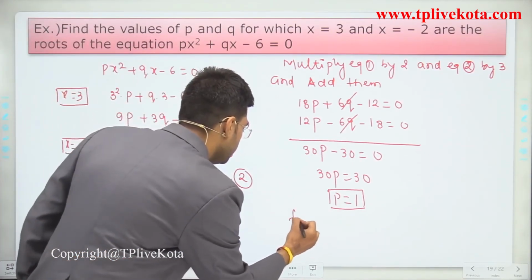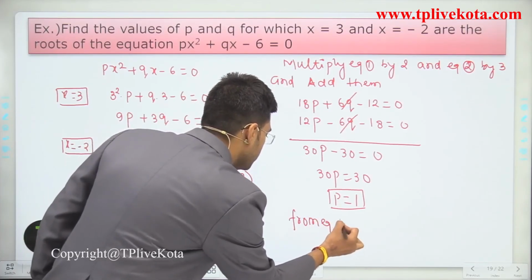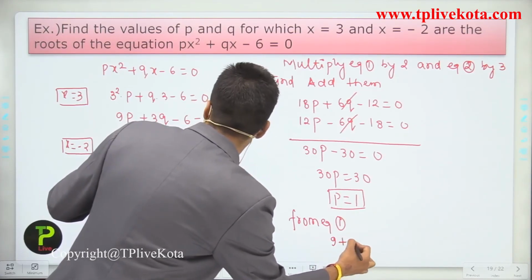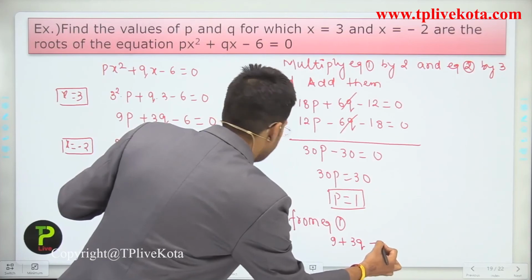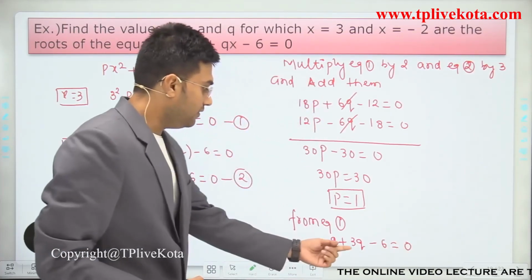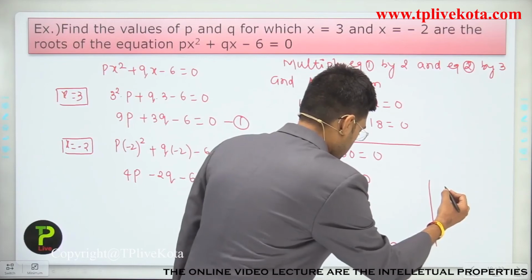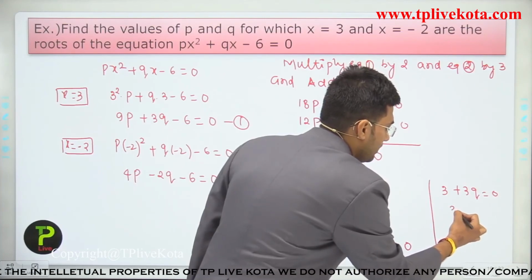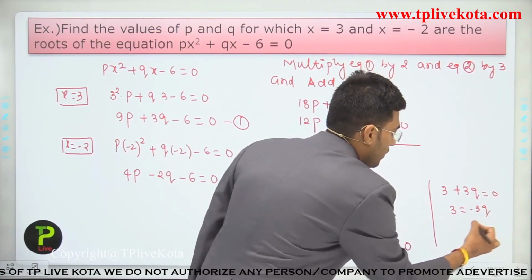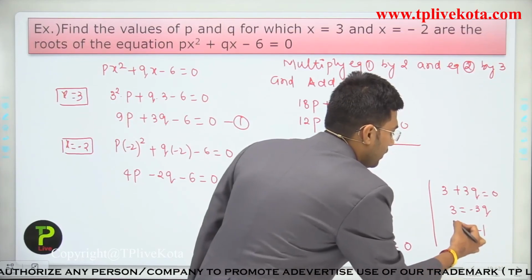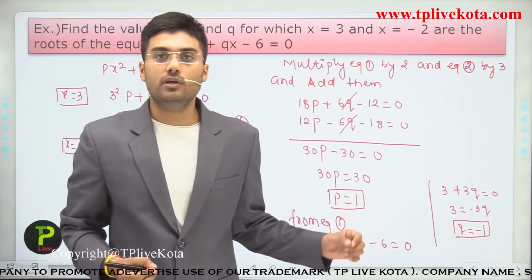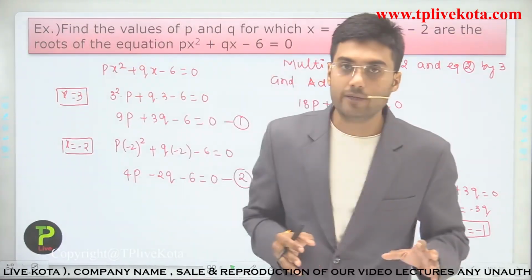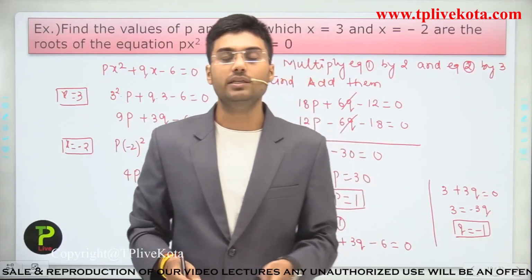So from equation 1, 9 times p, where p is 1, so 9 plus 3q minus 6 equals 0. When we solve this, it is 3 plus 3q equals 0, or we can say that 3 equals minus 3q, or q equals minus 1. So for this question, the value of p is 1 and the value of q is minus 1. Clear? So students, I hope you understand this question.